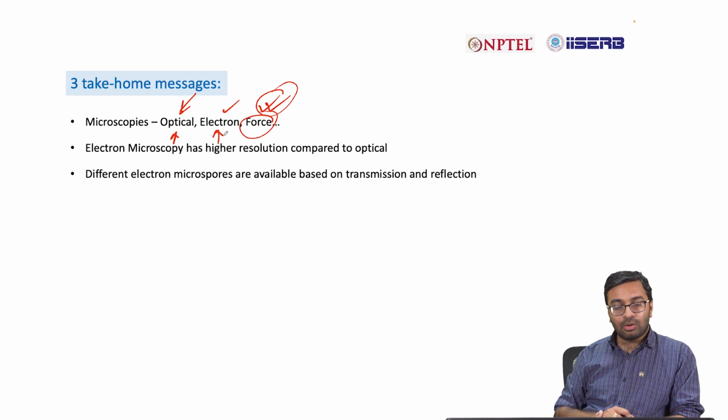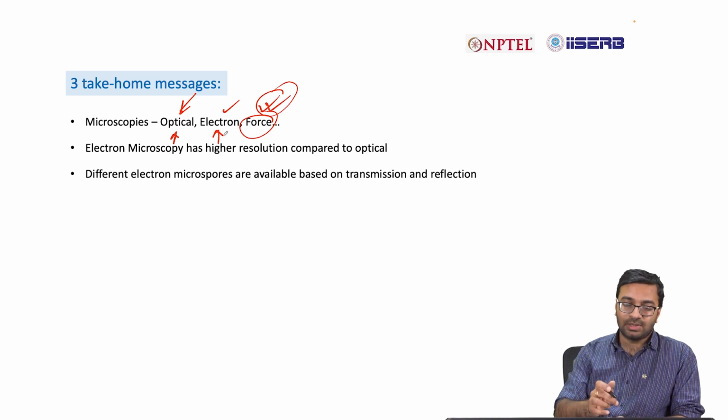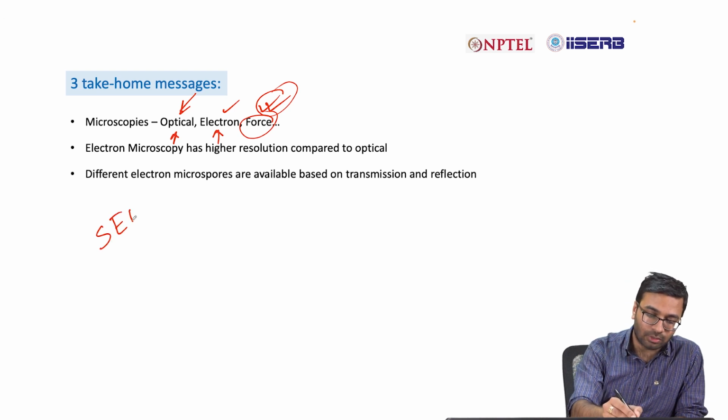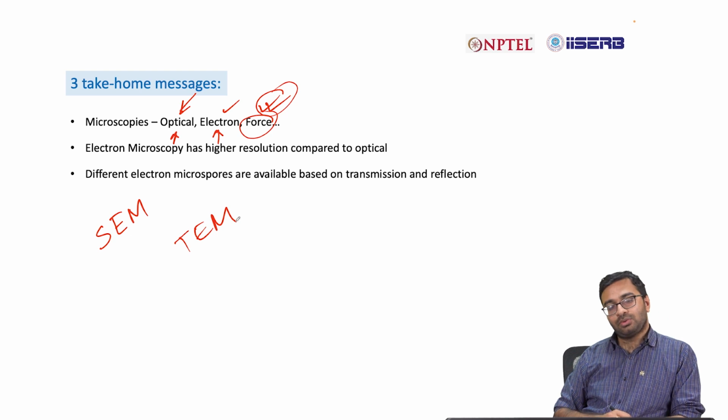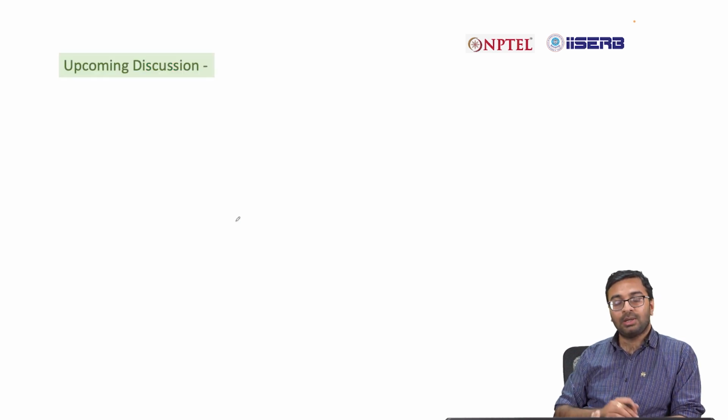And then different electron microscopes are available based on transmission and reflection. So we have seen one is scanning electron microscope and another one is transmission electron microscope. So in the upcoming discussion, we'll see what is force microscopy, and we also will check what are the other material characterization techniques for the sake of completion.